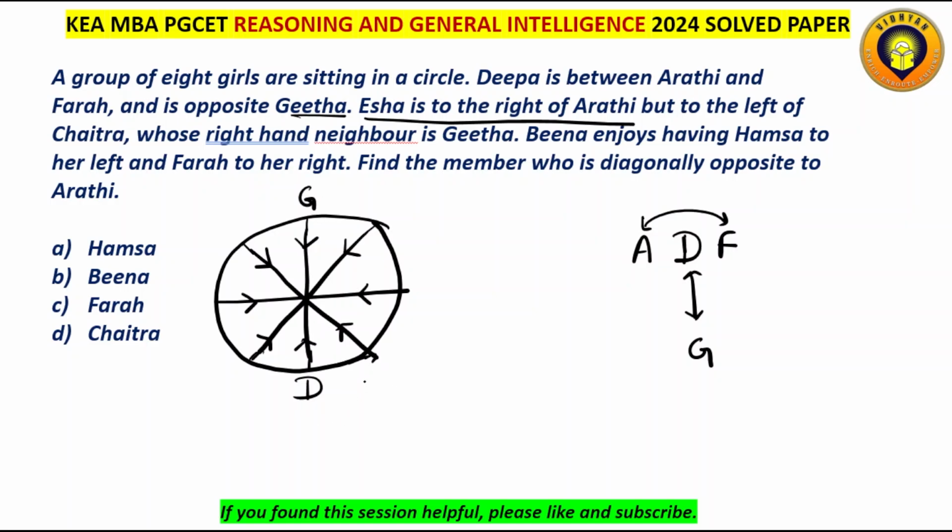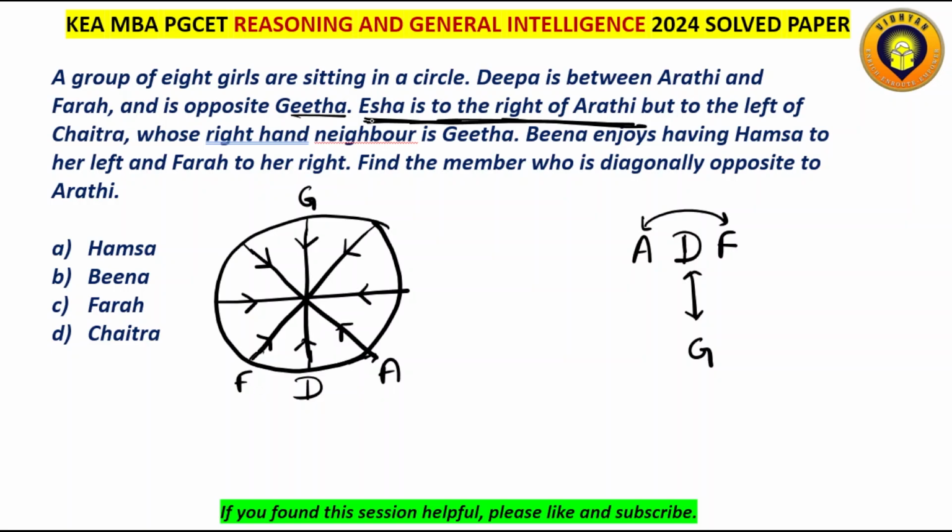Now you don't know at what position Arati will be sitting, right? Whether Arati will be sitting to the right of Deepa or to the left of Deepa, you don't know. But here they have given that Isha is sitting to the right of Arati. So if you place Arati here, then you cannot place Isha to the right of Arati. Correct? So therefore, Arati will be sitting to the right of Deepa and Farah will be sitting to the left of Deepa.